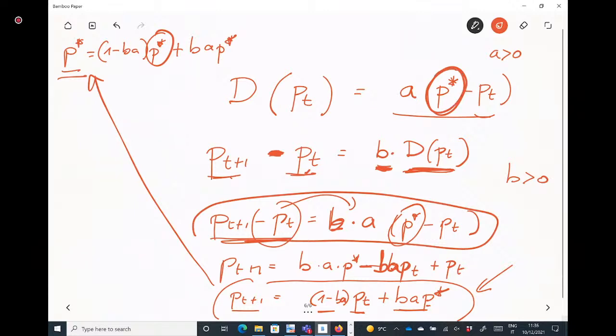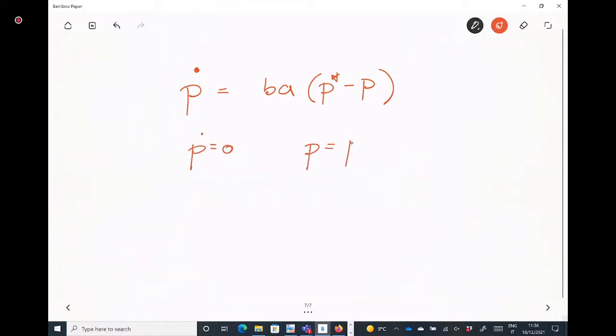Okay? So basically, if you express a dynamical system in terms of a mean reversion, clearly the long-run target value is the steady state of the model, and you can obtain it here by imposing the steady state condition. So what is, for instance, the continuous time counterpart of this one? P dot is equal to BA times P star minus P. So if you set P dot equal to 0, you get that P is equal to P star.